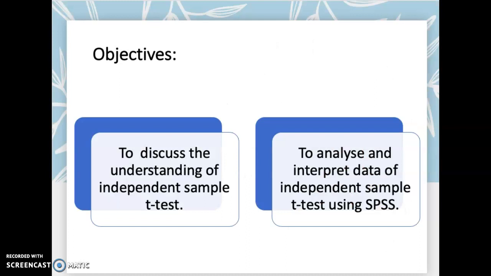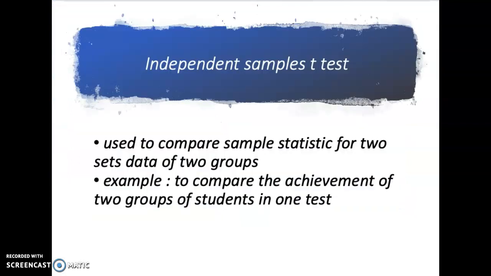The objective of our lecture today consists of two objectives, where the first one is for you to discuss the understanding of independent sample t-test, and secondly, to analyze and interpret data of independent sample t-test using SPSS. So now let us look at what is meant by independent sample t-test. Independent sample t-test is used to compare sample statistics for two sets of data of two groups. For example, to compare the achievement of two groups of students in one test.